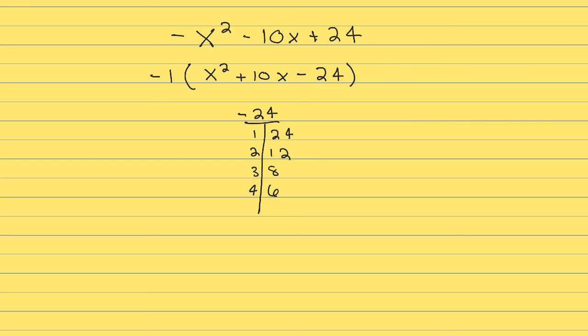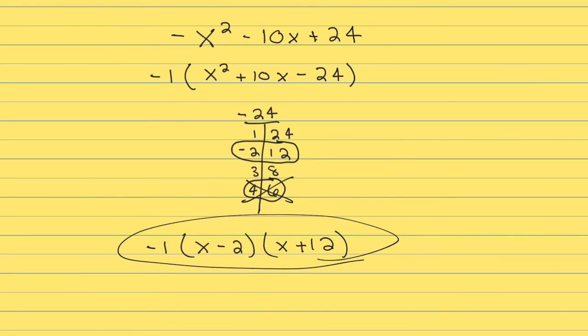Okay, so there's two different ways I can make 10. I could make it with 4 plus 6. I could also make it with -2 plus 12, okay? But only one of them can work, okay? Since they have to also multiply to make -24, I have to have one negative and one positive. So it cannot be this, okay? Because that multiplies to make a positive 24. So here are my factors. It'd be -1 times x minus 2 times x plus 12. And we're done there.